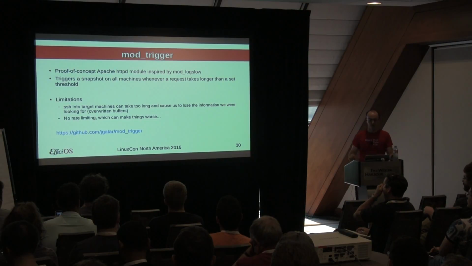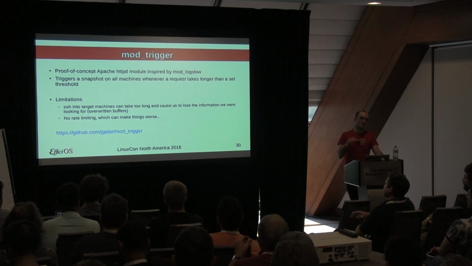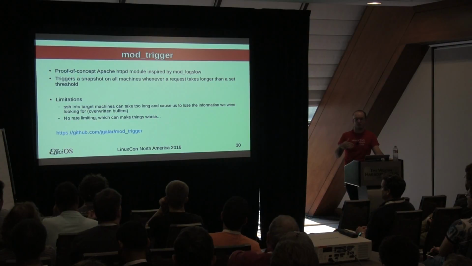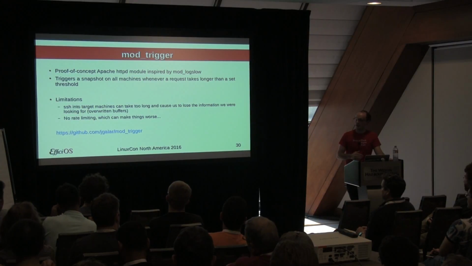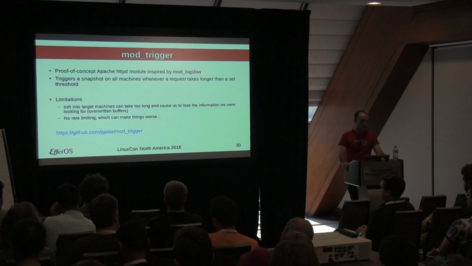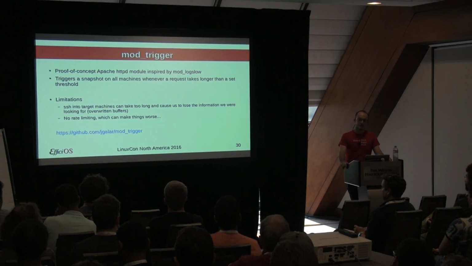And what mod_log_slow does is you give it a threshold over which any requests that take over a second, let's say, are going to be logged, which is fine. But I actually want to trigger a snapshot on all the machines that are involved with that request and perform a number of analyses on that.